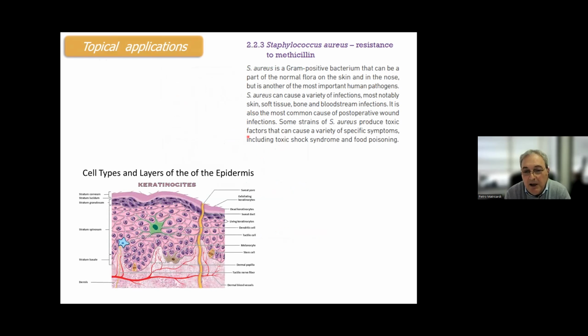But the most important point is the topical application of these nanoparticles, because as you know, Staphylococcus aureus normally resides on the surface of the skin.